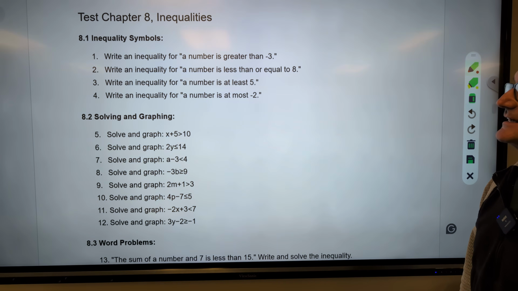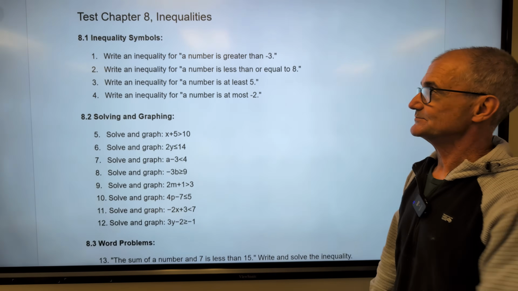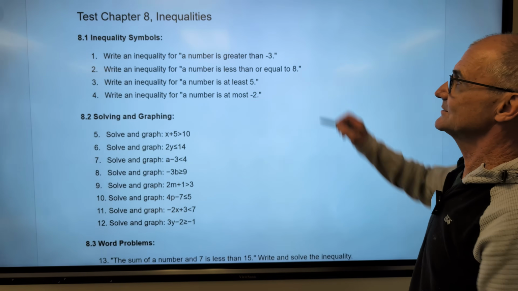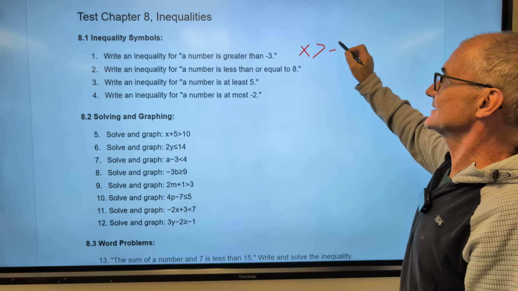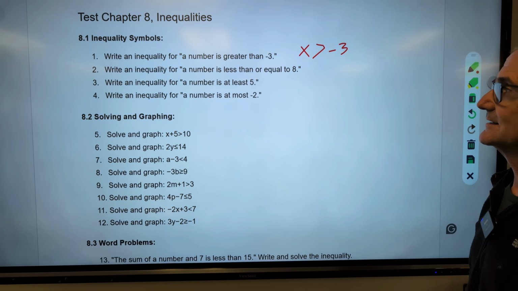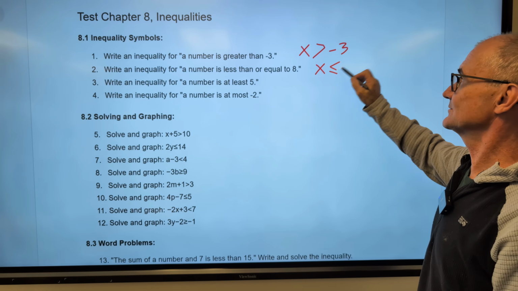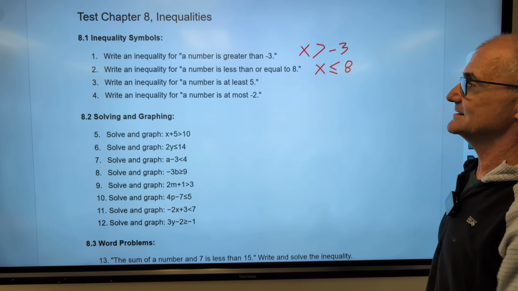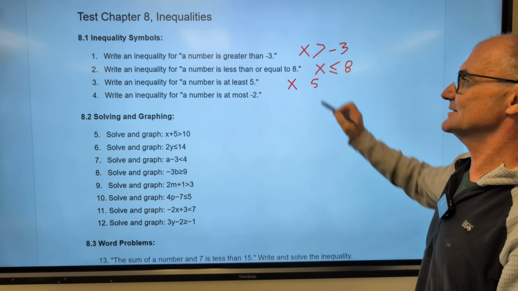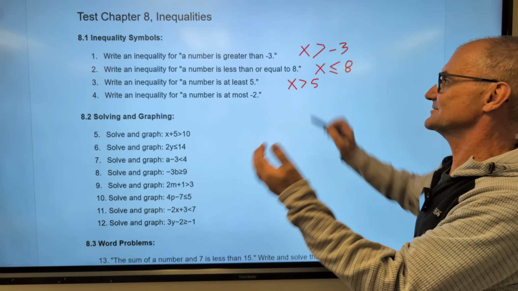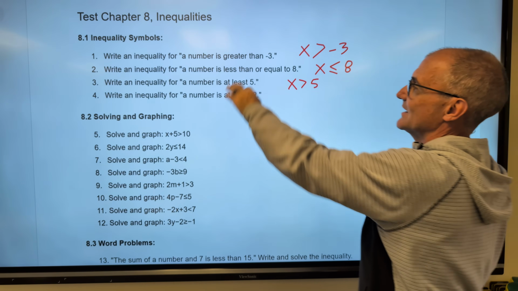Okay, let's go ahead and take this chapter test. I'll just do some of these, and then we'll see how we go. Write an inequality for a number. I don't know what that number is, so I call it x, is greater than -3. A number is less than or equal to 8. A number is at least 5. These are always hard. So a number is at least 5. So I think it's greater than 5. I'm going to pick a number like 6. 6 is at least 5. That is true.